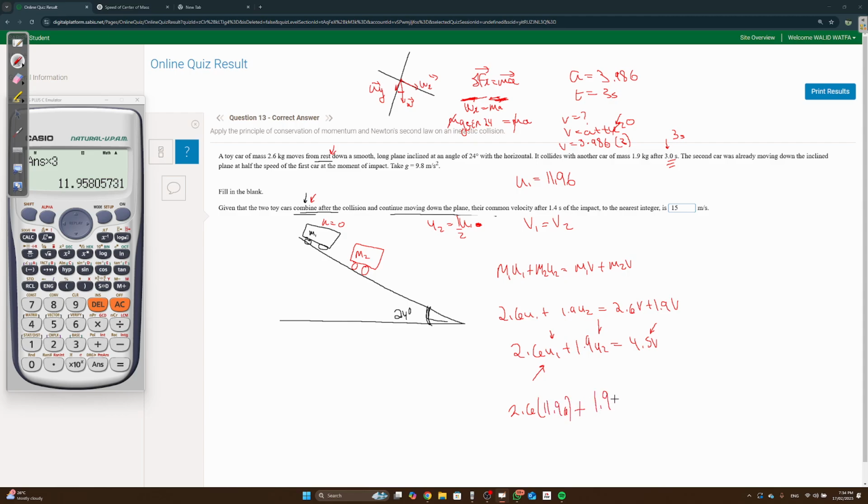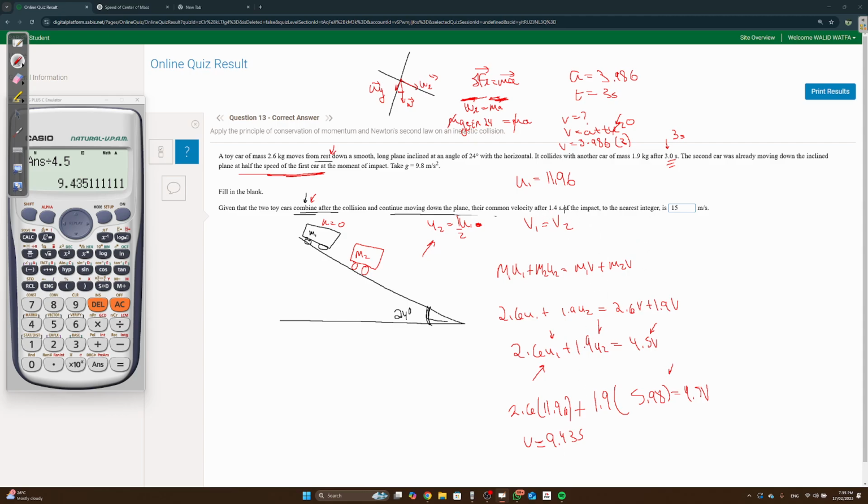Perfect. How about u2? What do we know about u2? They told me u2 is half of u1. They said that it's half the speed of the first car. If I divide this by 2, I get 5.98. That is equal to 4.5 v. Now can I solve? Of course I can. You're gonna get 2.6 times 11.96 plus 1.9 times 5.98, and then you're gonna divide this by 4.5. We got 9.435.